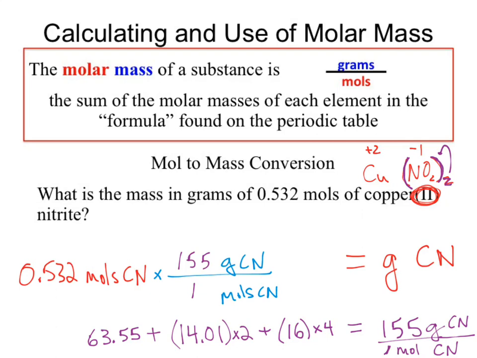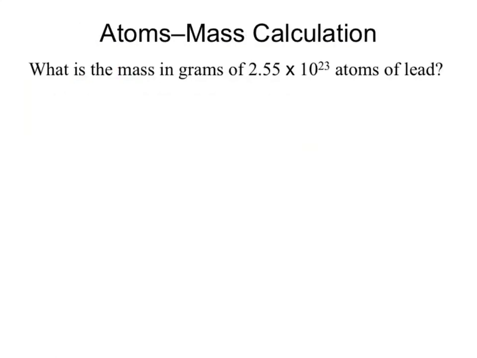Good enough. Okay, atom to mass calculations. Okay, now it's a bit trickier. Mass in grams of 2.55 times 10 to the 23rd atoms of lead. Where do we start? What do we want? We want grams.